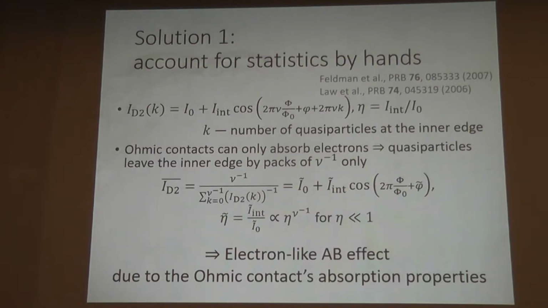And one can see that the fractional Aharonov-Bohm effect has disappeared, and also the interference visibility, which is the interference amplitude over the constant amplitude. Effective visibility gets reduced by the number of how many quasi-particles should tunnel. Anyway, in this approach I get the electron-like Aharonov-Bohm effect due to the ohmic contact absorption properties.